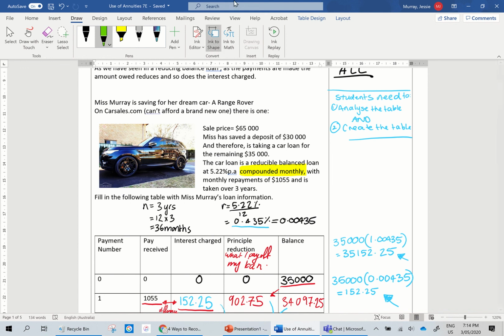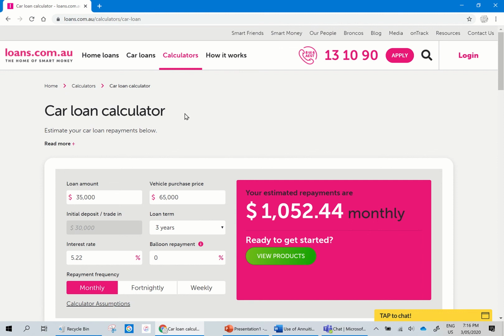What you want to do then, I'll put this link down here, but what you want to do is go to this link, and it's a car loan calculator. So it'll tell you what your monthly repayments have to be. So I just quickly put in my amounts. So the loan amount is what you need the loan for. What the car was actually worth. Okay, so you can see that I had to borrow $35,000. The car was worth $65,000, so it knows that I had a deposit of $30,000.